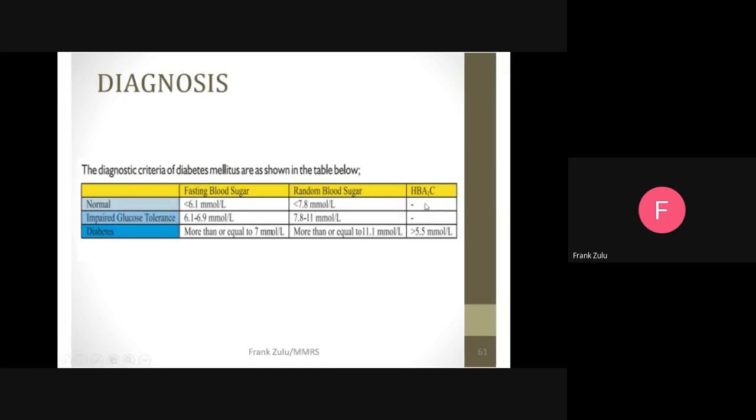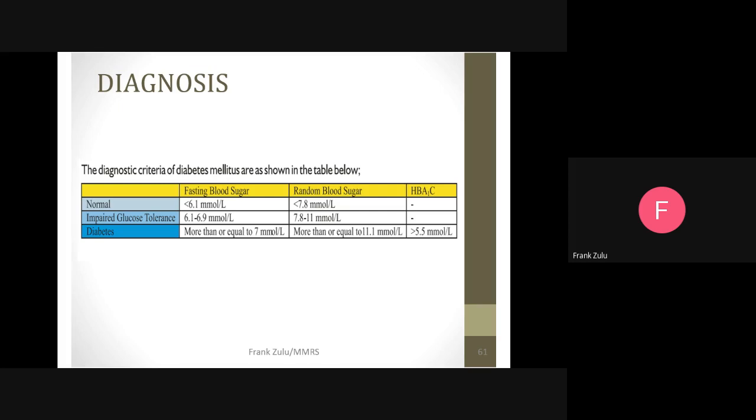Then there is what is known as hemoglobin A1C. This is very important, and it comes in your MCQs, okay? Someone who has elevated glucose in blood for a long time, what is the lifespan of hemoglobin in blood? 120 days, which is equivalent to how many months? Basically, 3 months. 3 months, good.